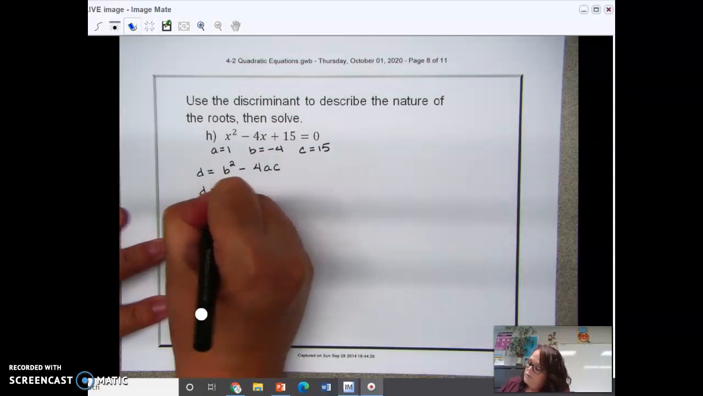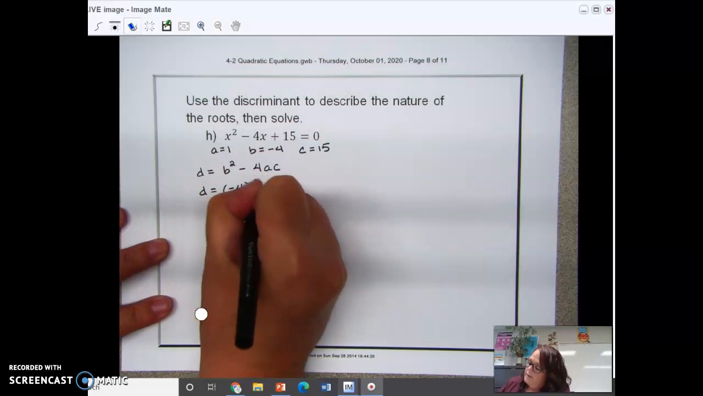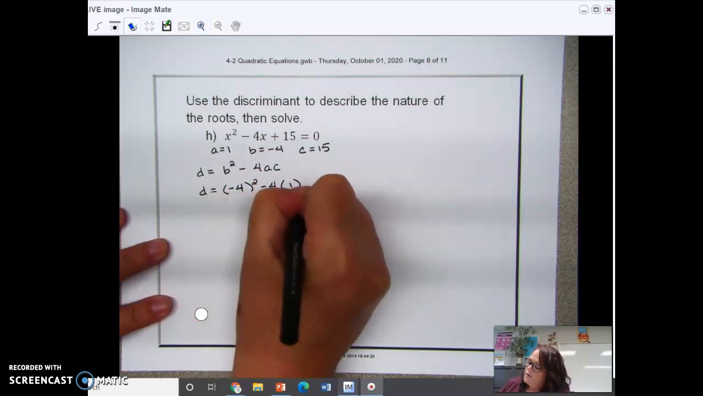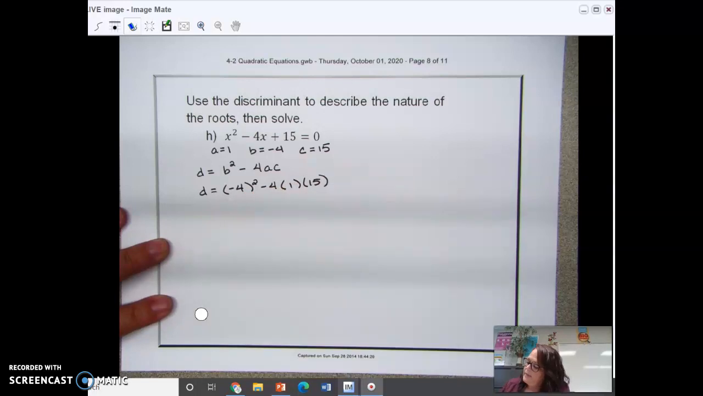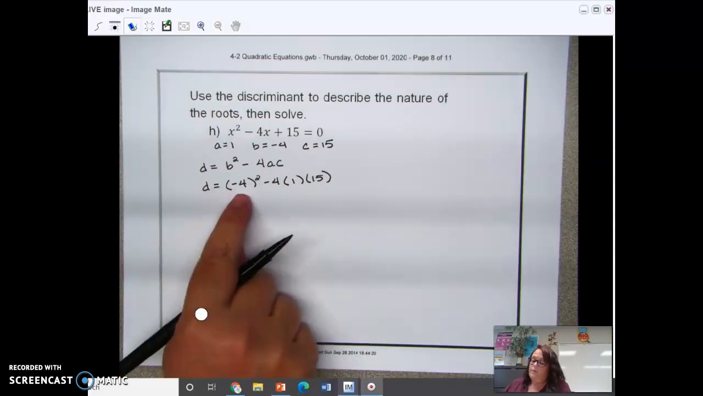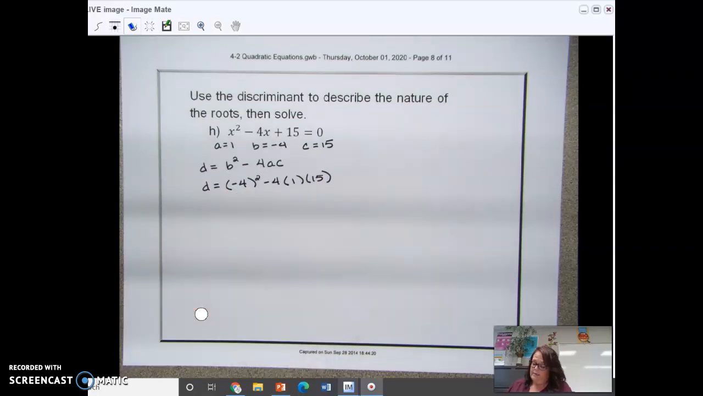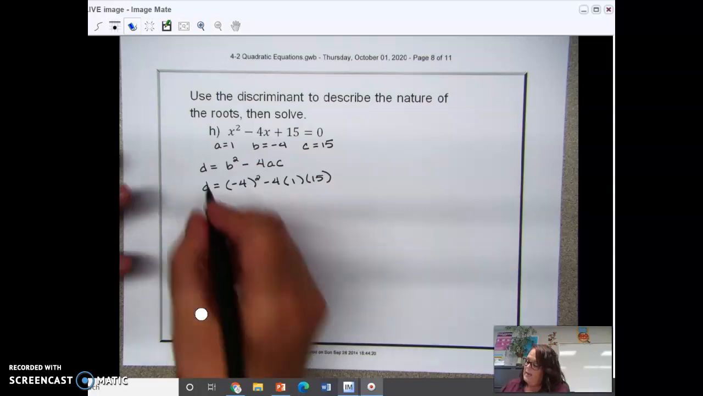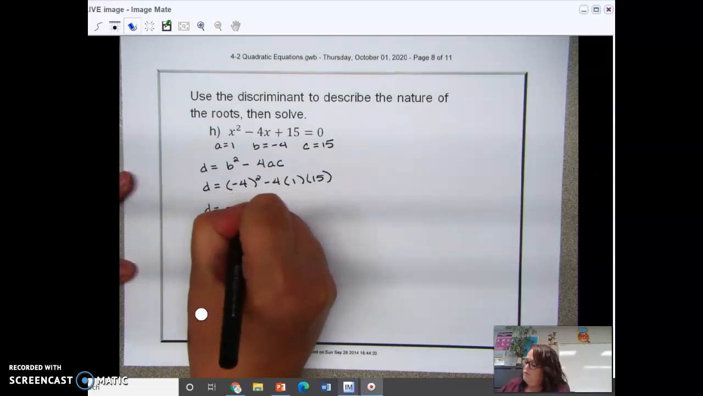So that means my discriminant is going to be -4 squared minus 4 times 1 times 15. If I plug that into my calculator, don't forget the parentheses on that -4, otherwise you're going to get the wrong answer. So you're going to do parentheses, -4, close your parentheses and squared, minus 4 times 1 times 15, and I get a discriminant of -44.